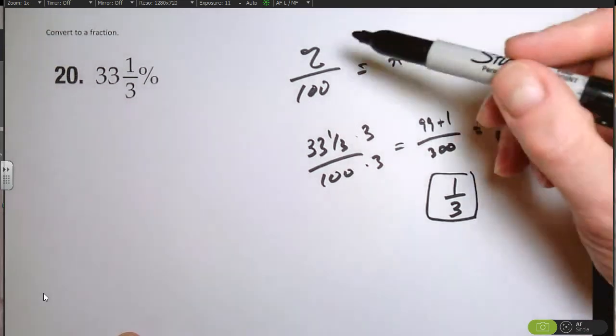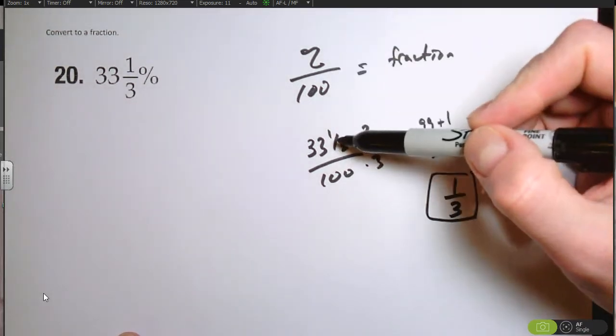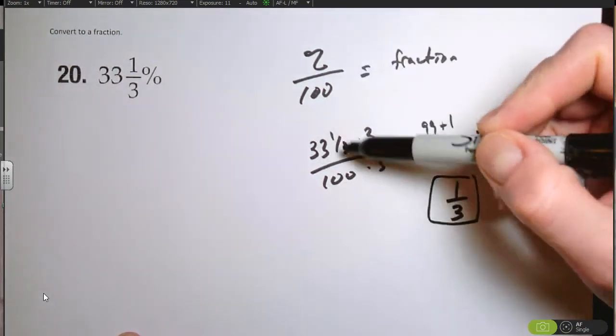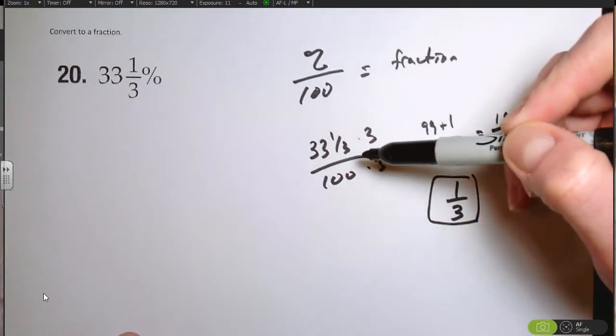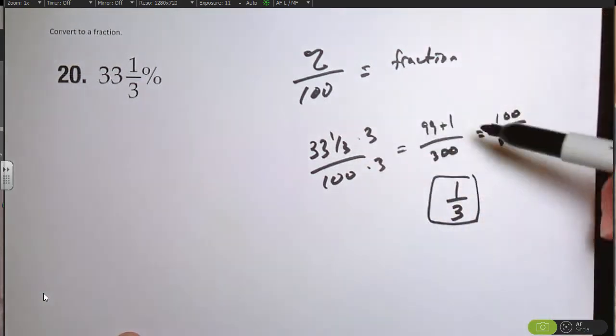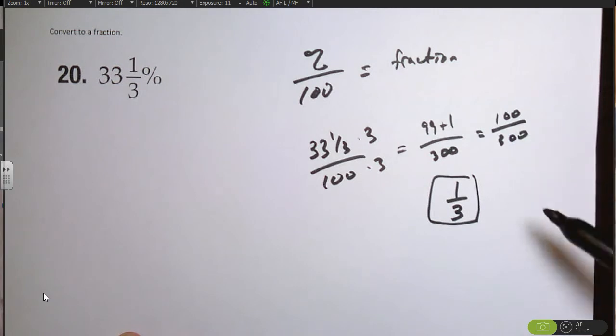Okay. So again, I put the percent over 100, so it's 33 and a third over 100, but that's not a fraction because I have a fraction within a fraction. So one way to do it is just to triple the top and the bottom, and you get 100 over 300 and it reduces to 1/3.